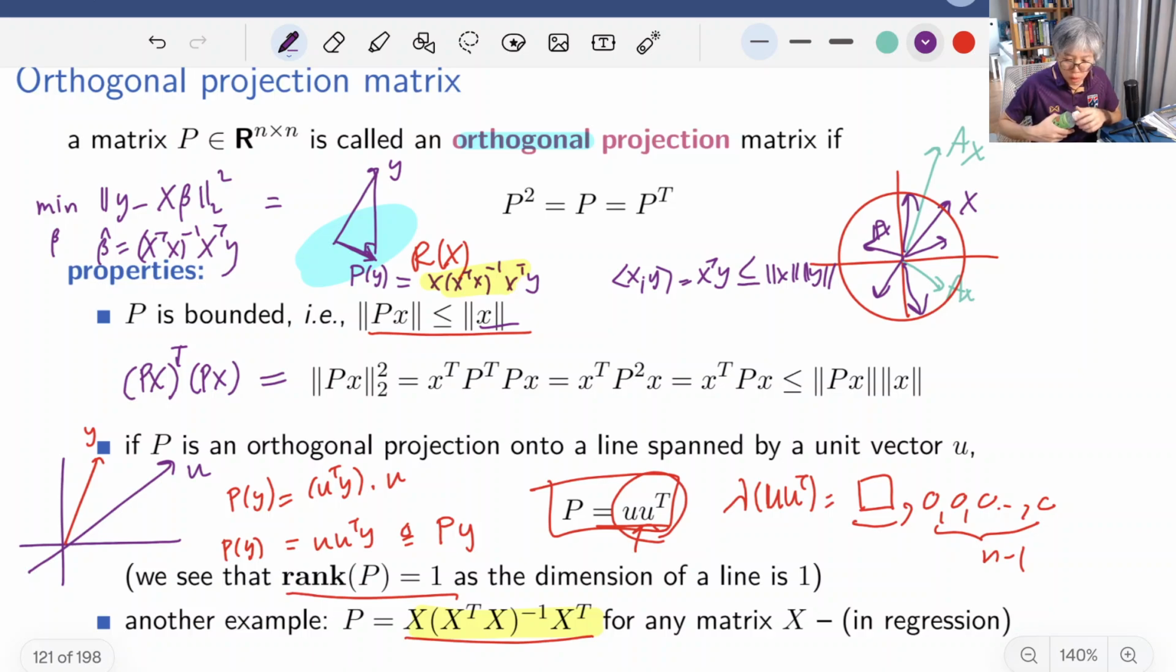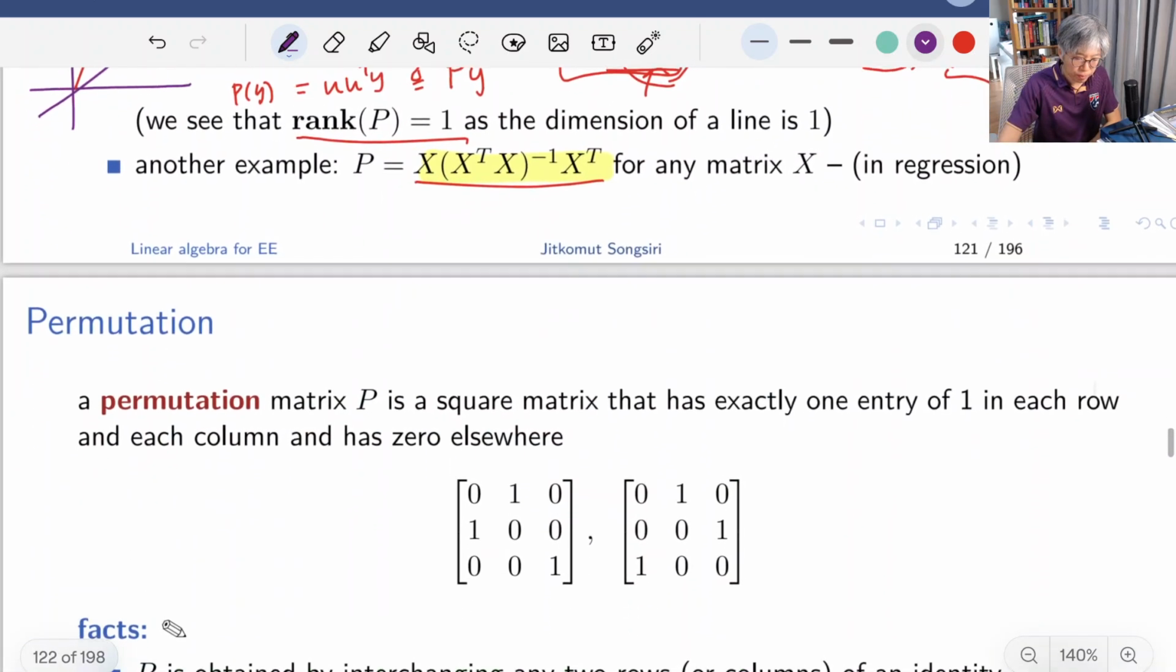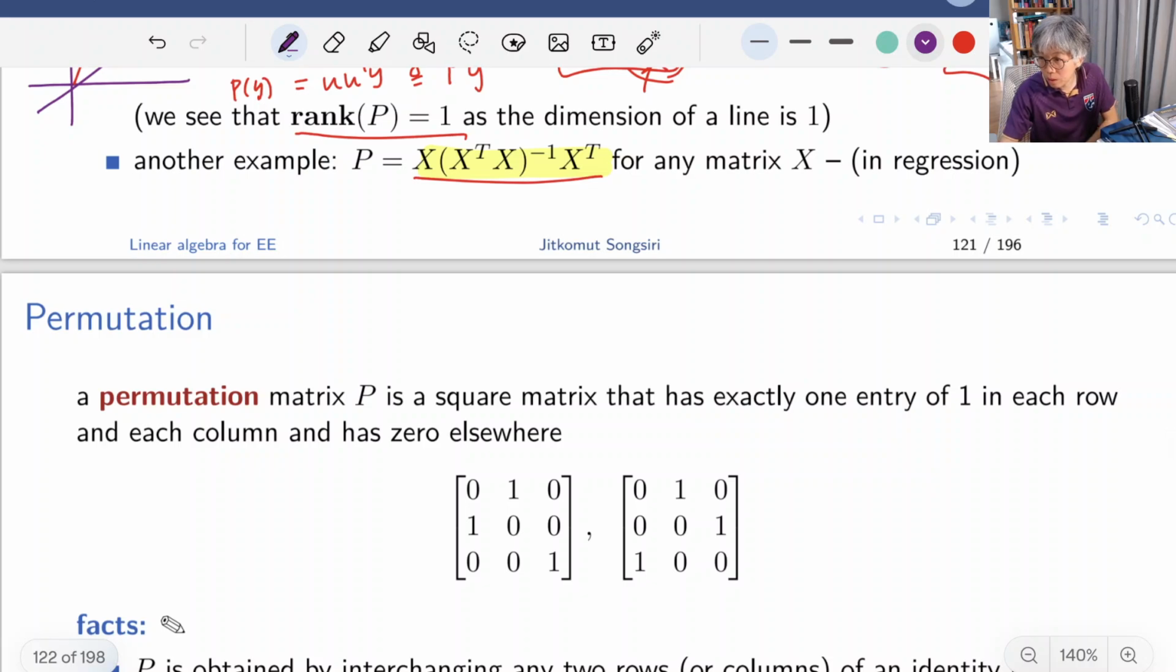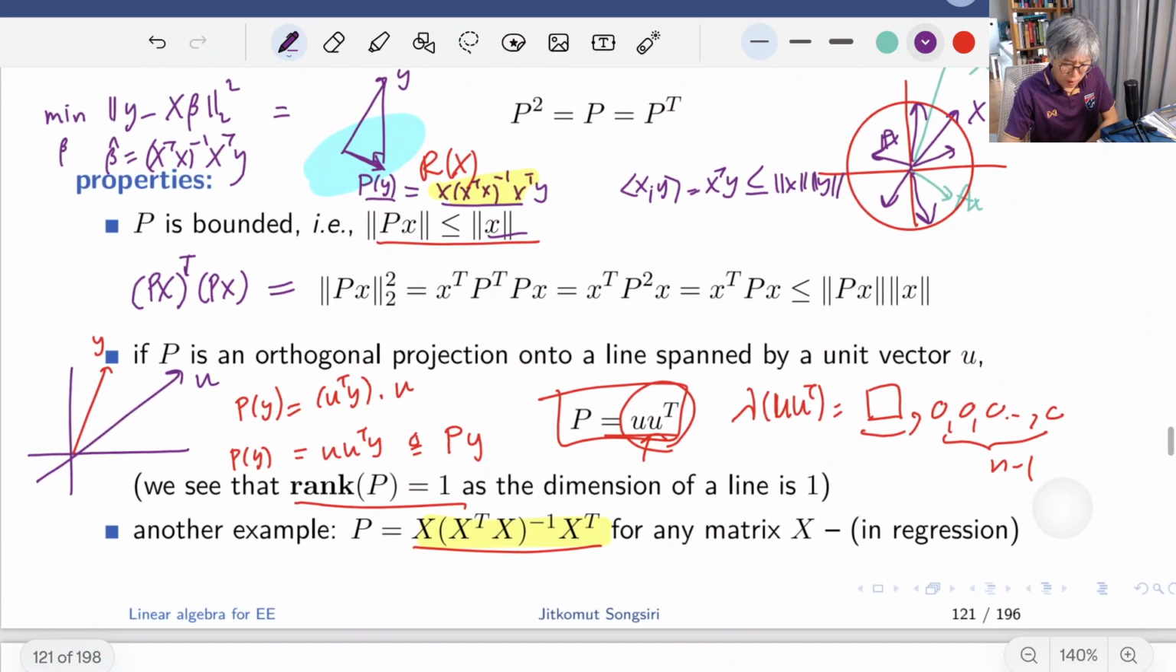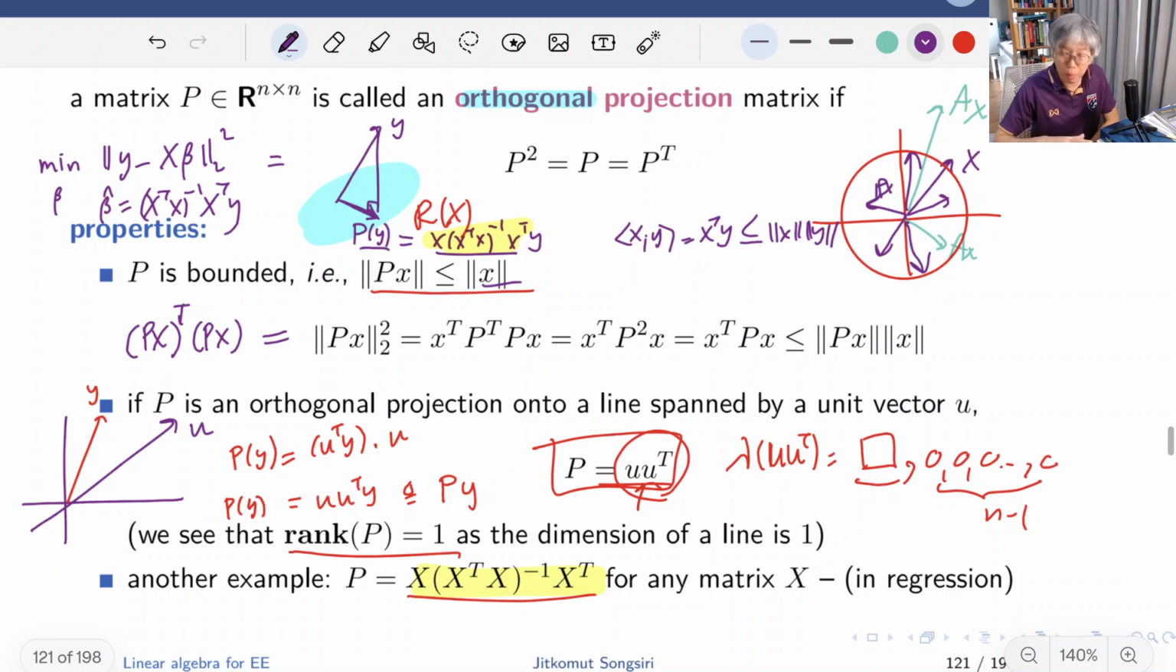So all the things from the orthogonal projection problem that we solved: if you write down any projection in terms of some linear mapping on y, that linear mapping is going to be an orthogonal projection matrix. Let's stop here and continue in the next video for other matrices.